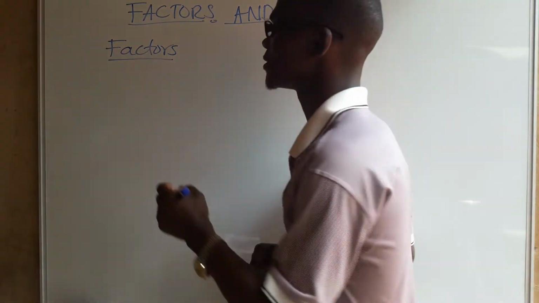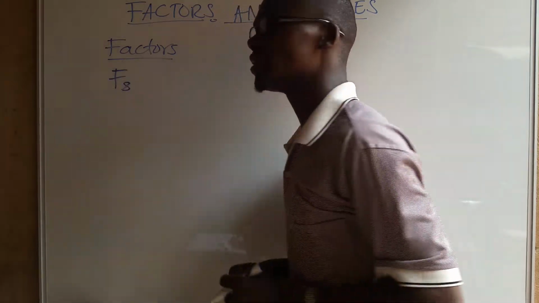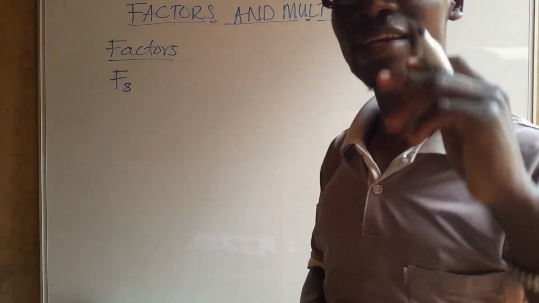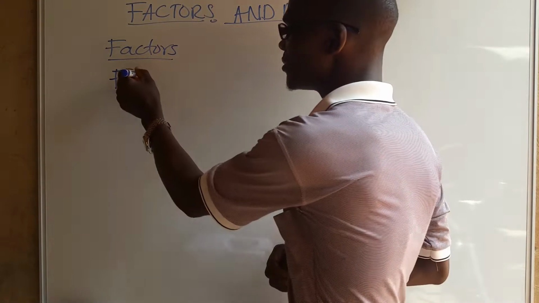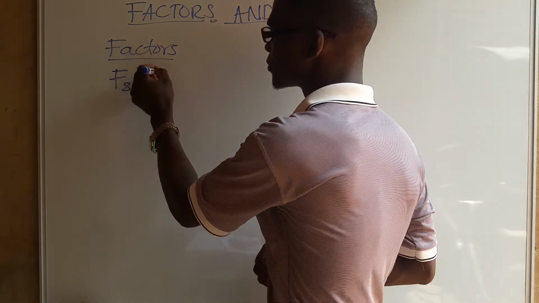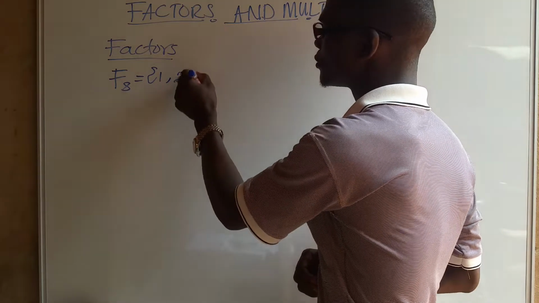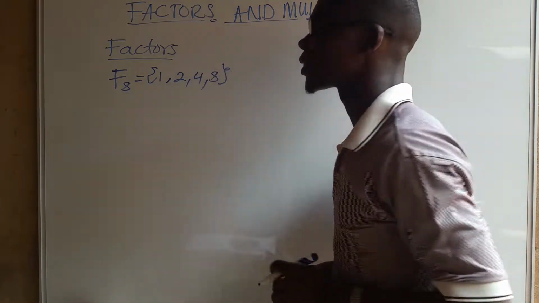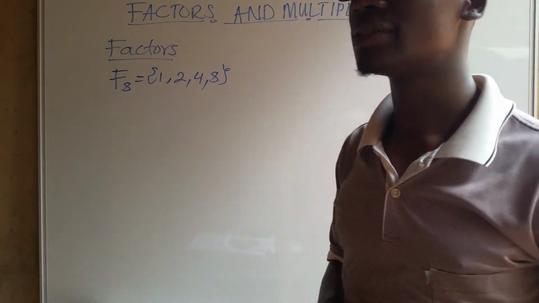For instance, factors of 8. The factors of 8 are those numbers that divide 8 and leave no remainder. Such numbers include 1, 2, 4, and 8. Those are factors of 8.